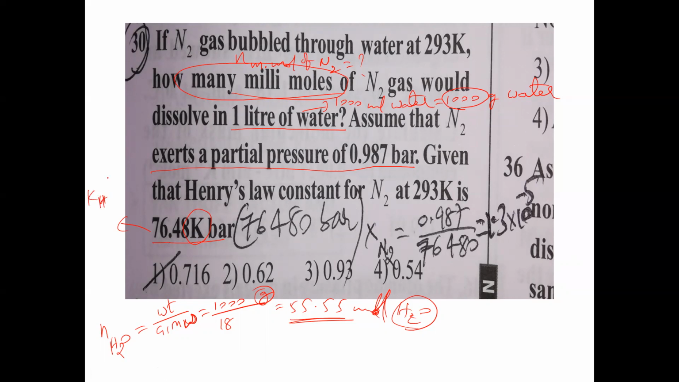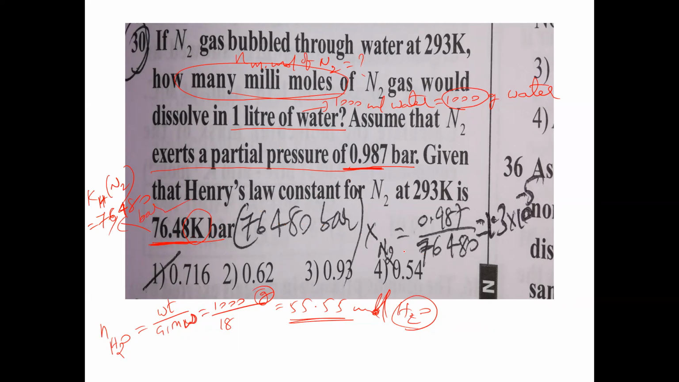So what is the KH value given here? KH of nitrogen is equal to 76.48 into 1000 bar. K means kilo, kilo means 1000. So if you multiply with 1000, we get 76,480 bar. 76,480 bar will be the KH value, and the partial pressure given is 0.987. 0.987 is the partial pressure of nitrogen, and the KH value was given in kilobar, but we have taken it in bar.